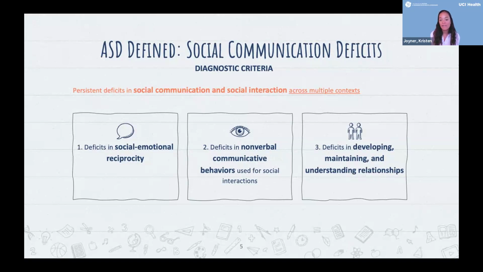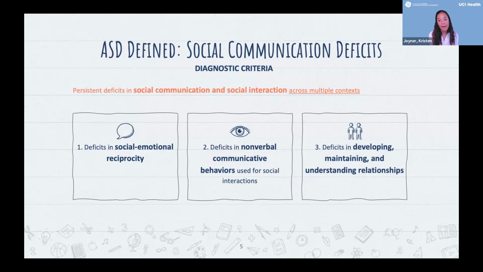We also see deficits in nonverbal communicative behavior. Our nonverbals are things like eye contact, gestures, and being able to read and respond to the emotions of others. When we're not talking, think of how many social cues we still get from our environment. More commonly, people think of individuals with autism maybe not making or maintaining eye contact.